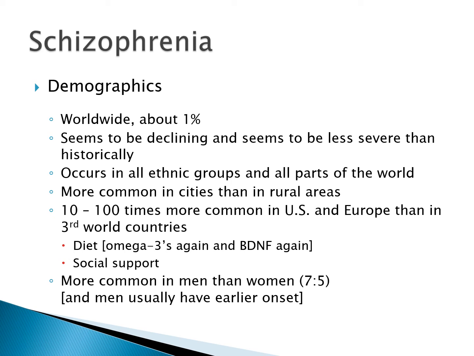I'm going to run through some basic demographics that mostly come from your book, but maybe a couple of things from other textbooks. Worldwide, it appears to be about 1% of the people are schizophrenic. I think your author actually says it's half of 1%, but we're going to say somewhere between 0.5% and 1% of the people have schizophrenia. It does seem to be declining and seems to be less severe than historically.